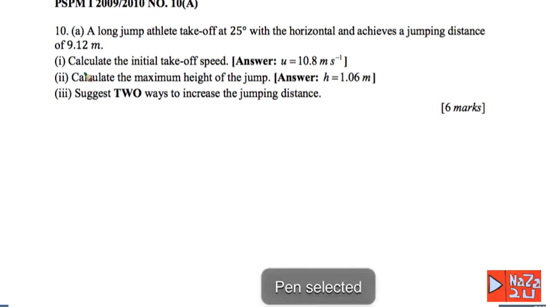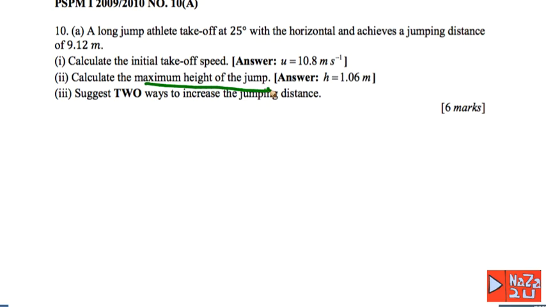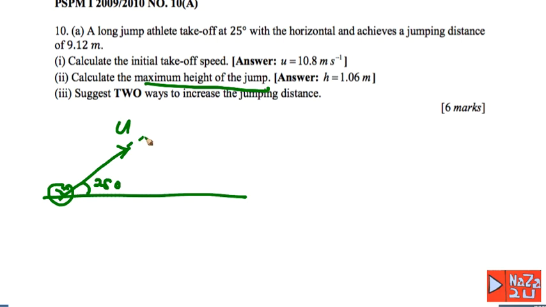Continue to question number 2. Calculate the maximum height of the jump. The same process applies here. This is the object, and this is theta, 25 degrees, and this is u. These are the parts of the motion of the object in projectile motion, and this is the maximum height of the object, or jump. Here is the maximum height.